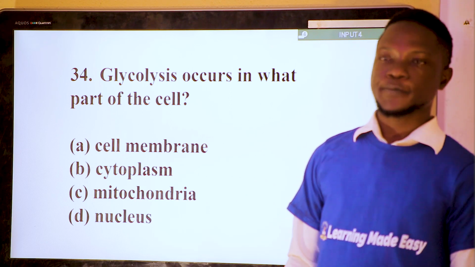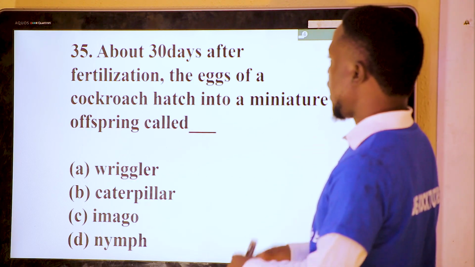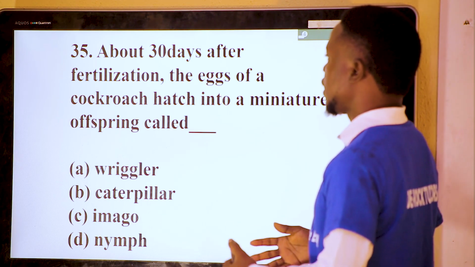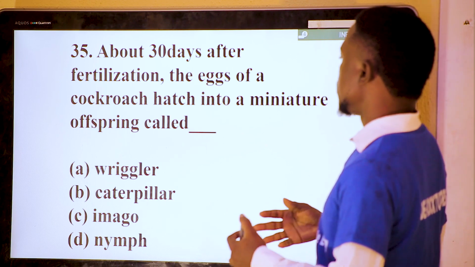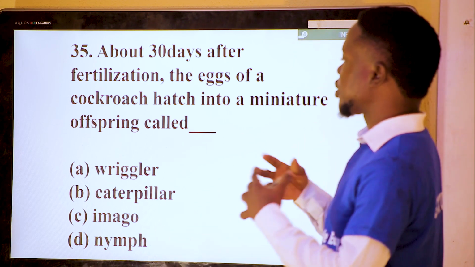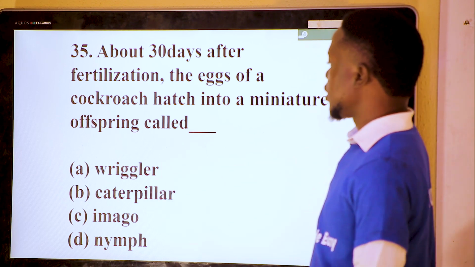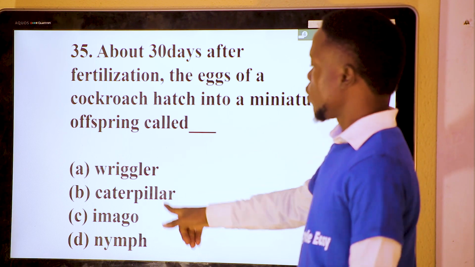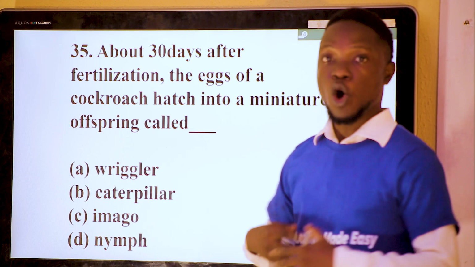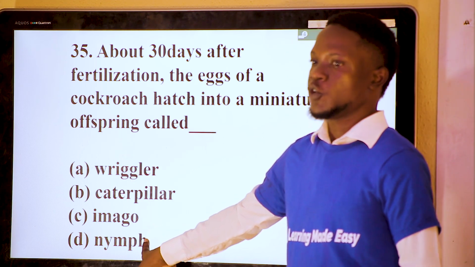Number 35. About 30 days after fertilization, the eggs of a cockroach hatch into a miniature offspring that is called the nymph. Now, for the mosquito, it is called the wriggler. For the butterfly, it is called the caterpillar, while for the housefly, it is known as the imago. But for the cockroach, it is referred to as the nymph. Option D is the right answer.